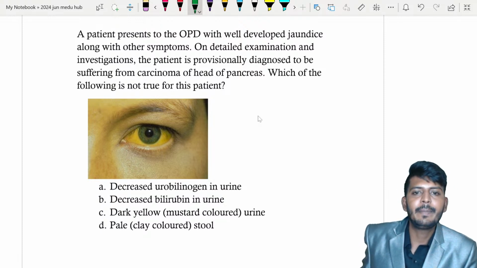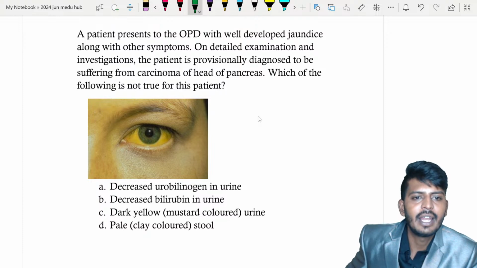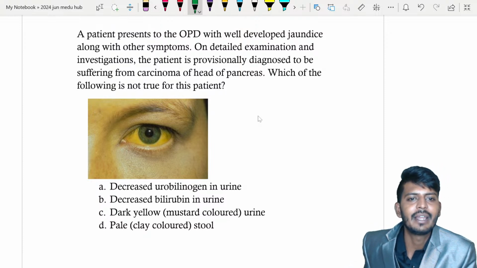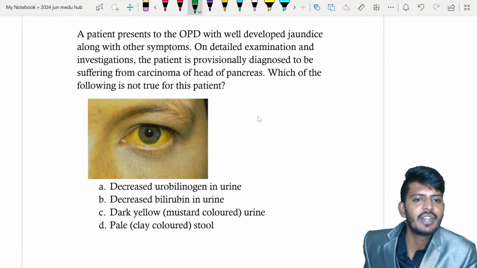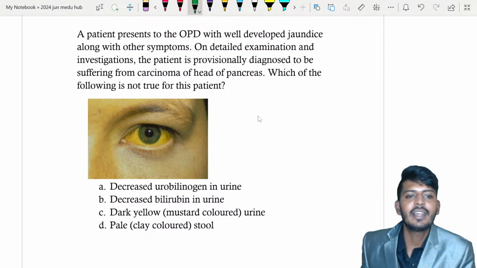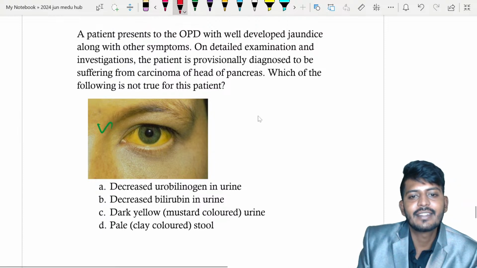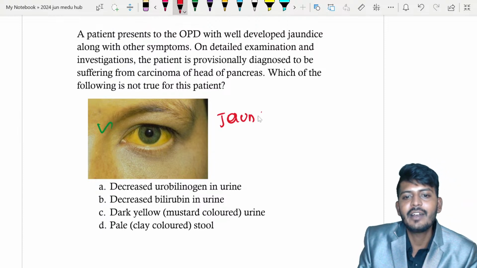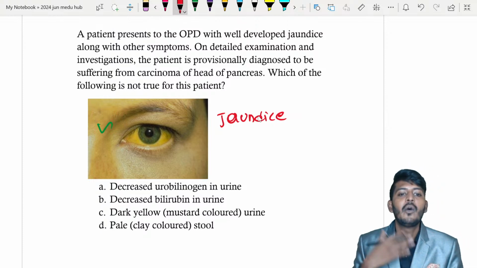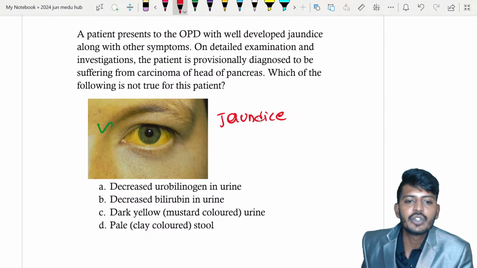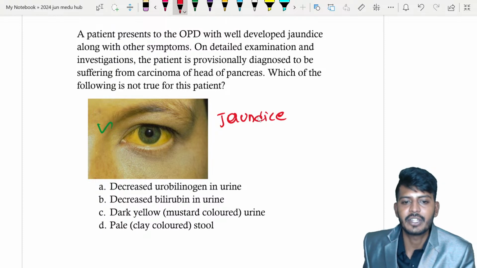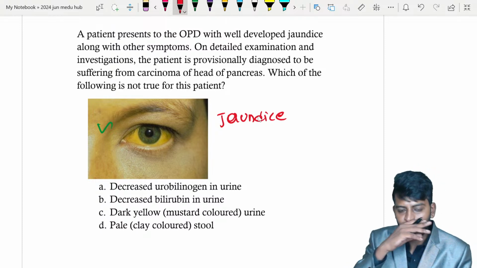A patient presents to the OPD with well-developed jaundice along with other symptoms. On detailed examination and investigation, the patient is provisionally diagnosed with pancreatic head cancer. Which of the following is not true for the patient? Here there is a clinical scenario. This is a case of jaundice. Now in this case of jaundice, what will be there? Decreased urobilinogen in urine, decreased bilirubin in urine, dark yellow colored urine, pale clay colored stool. Which of the following is not true for this patient?